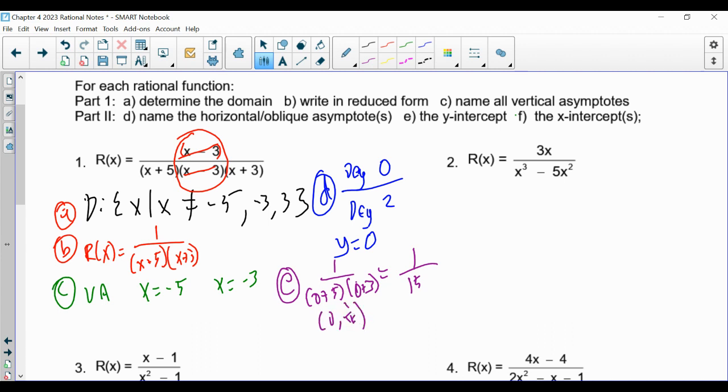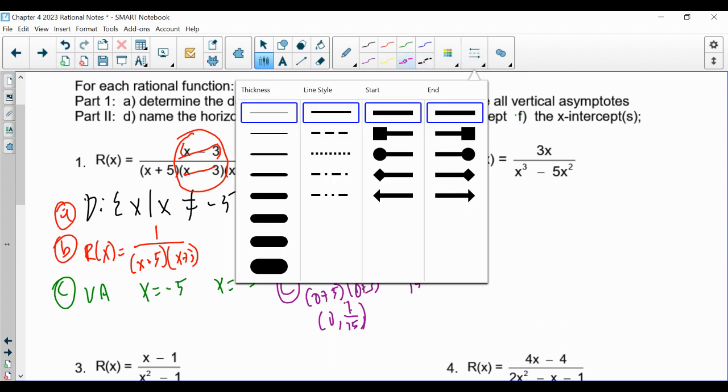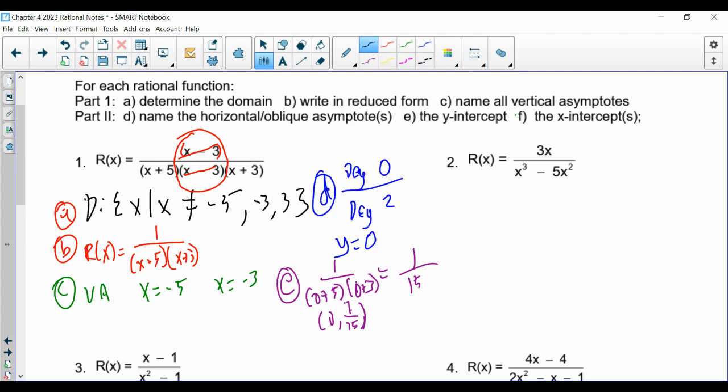Okay, and yes, you will deal with a lot of fractions. That's part of these functions. They are fractions, which means fractions are very common in what you get. All right, and then the last thing you do is the x-intercept. So for x-intercept, you go ahead and go to the reduced, and you set the whole thing equal to 0.